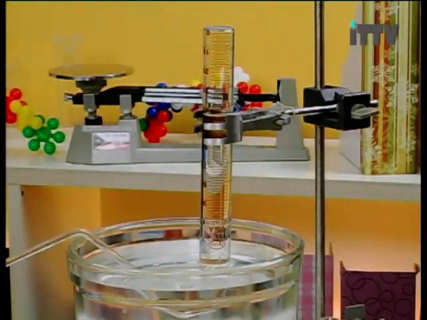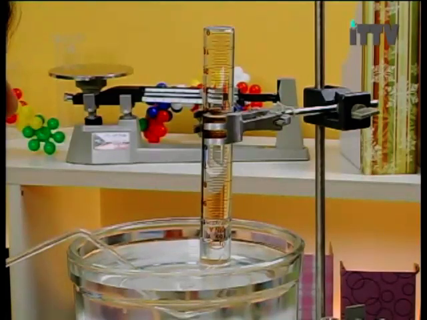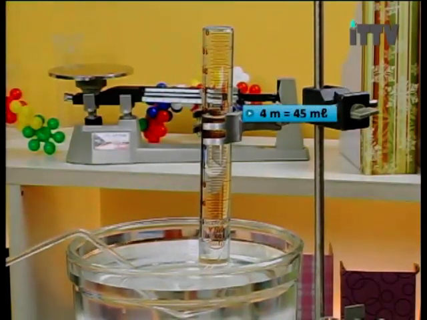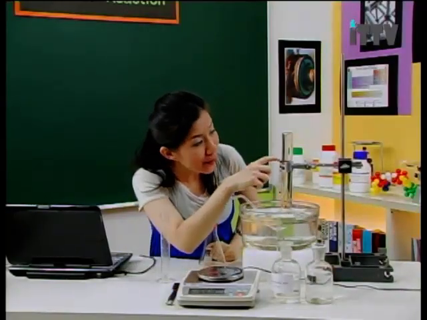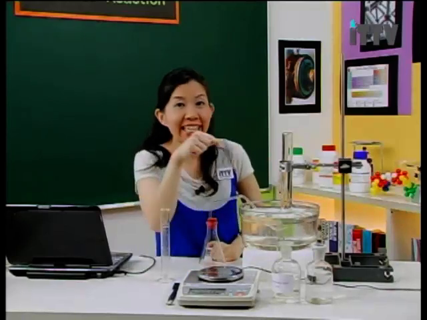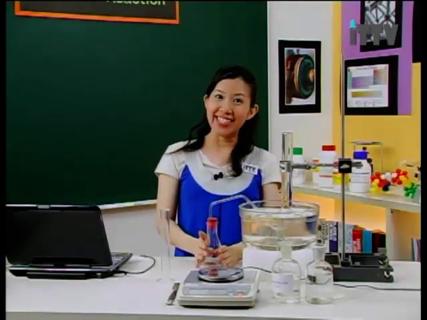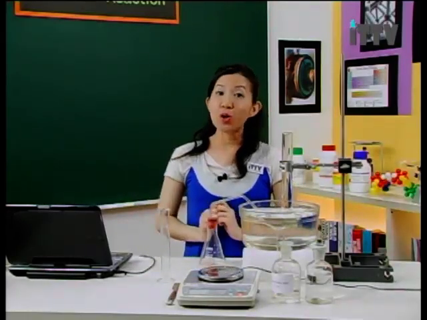Okay, it's going to be the end for this part of the experiment. We register about 45 mils, and that's the end. 45 mils of CO2 released in 4 minutes when we use coarse calcium carbonate.